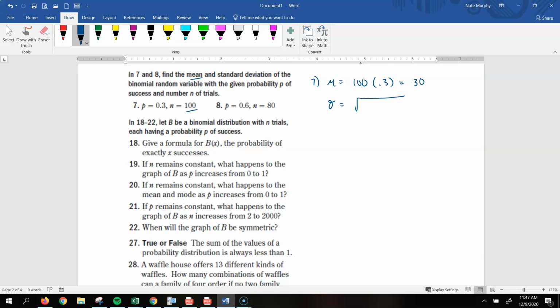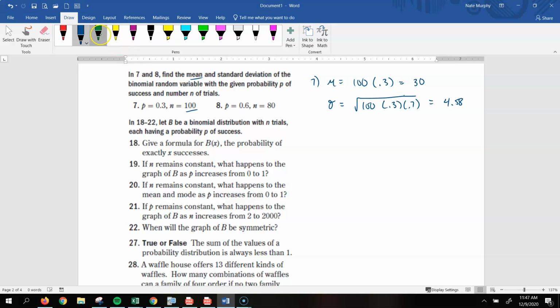That's the square root of n times p times q. So 100 times 0.3, if 0.3 is the probability of a success, 0.7 would be the probability of a failure. So if you take the square root of 100 times 0.3 times 0.7, you get 4.58. So you get your answer for 7.